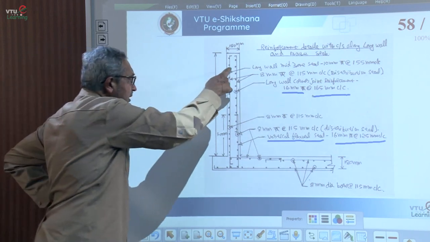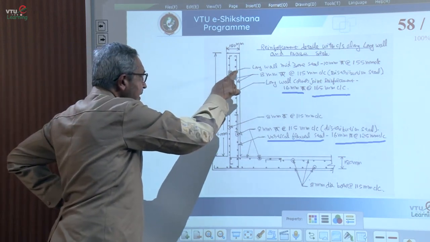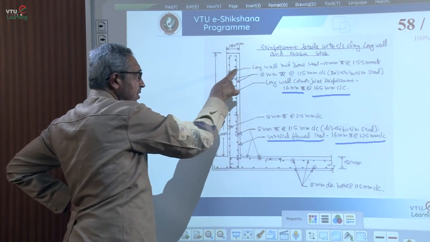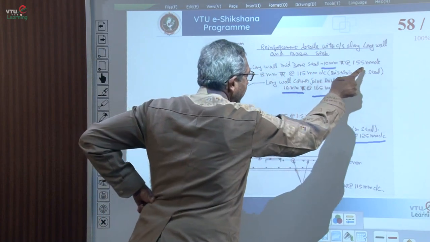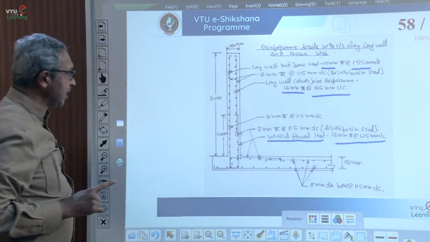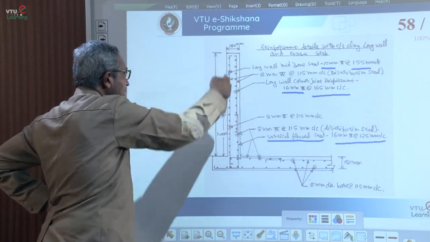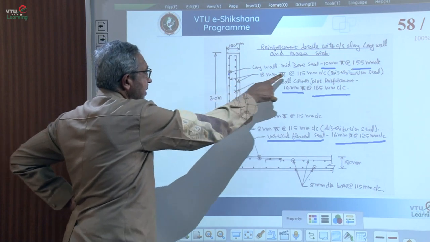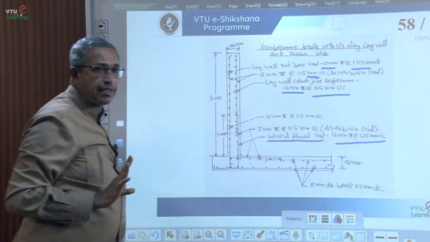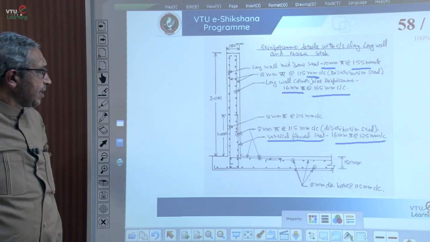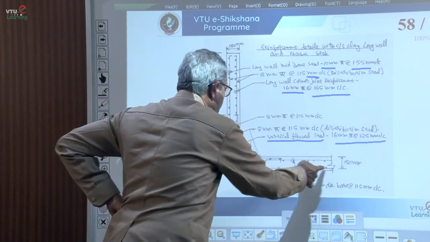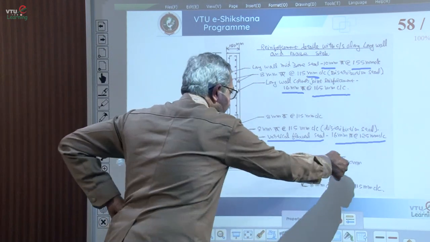And what I have shown in this circle, this is the mid-zone reinforcement for the long wall, which is 10 mm diameter at 155 mm center to center. And these vertical steels are the minimum steel provided, that is 8 mm at 115 mm center to center, which is the distribution steel. This is about this one. And next, this is the reinforcement which we are going to provide for the base slab of 180 mm thick.